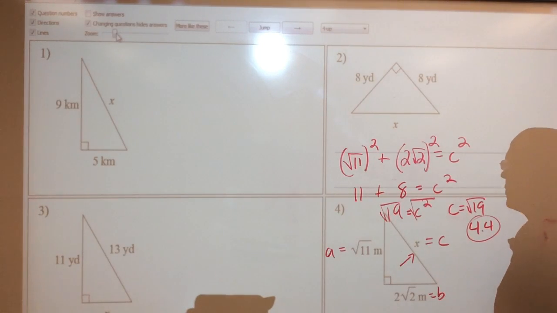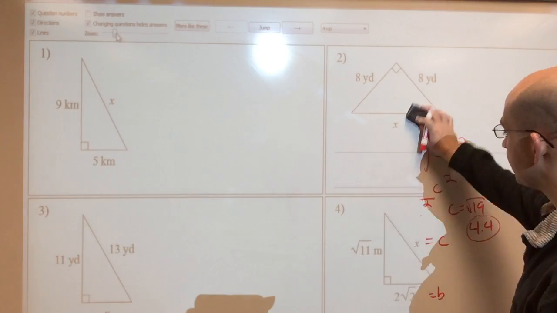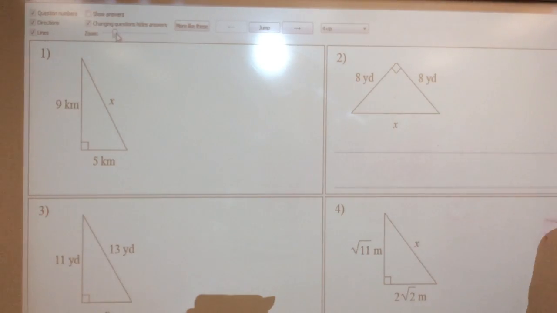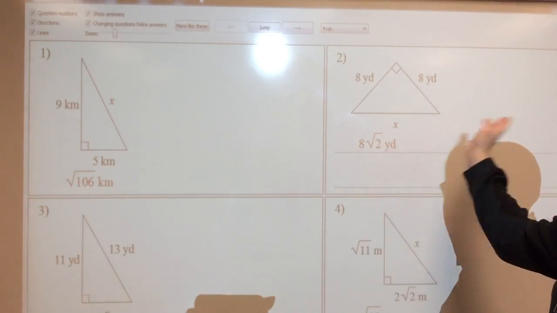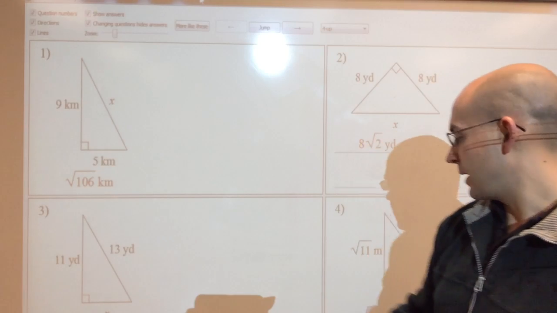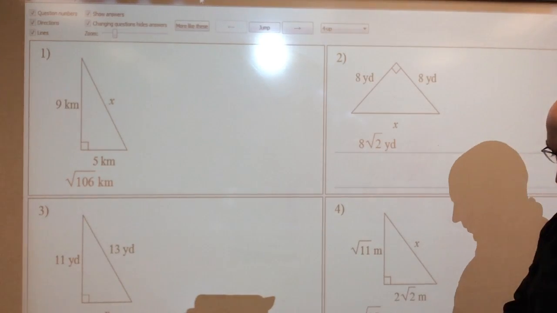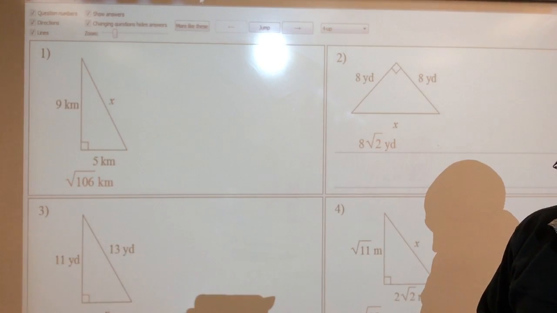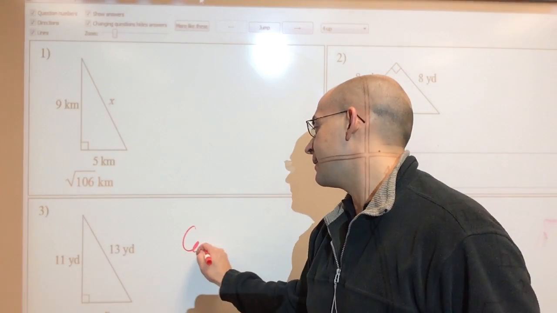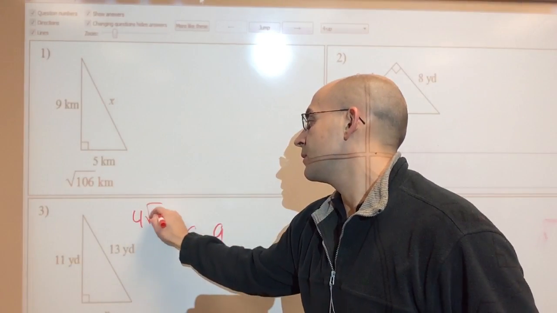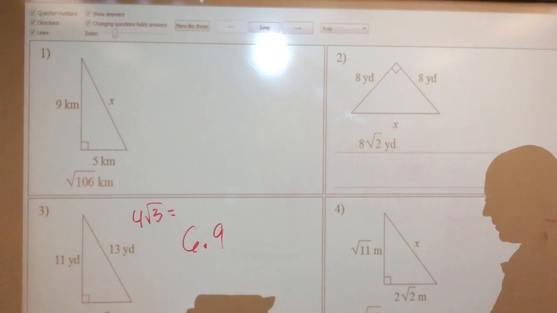Okay, let me go ahead and show you the answers for the other two. This was just a simplified version of the square root of 128, which is still fine. So square root of 106, ooh, you can't see that. Number 3 is actually 4 root 3. The decimal approximation of 4 root 3 is 6.9. So if you had that, so it was 4 root 3 or 6.9. And then this one you can see, and the top one.